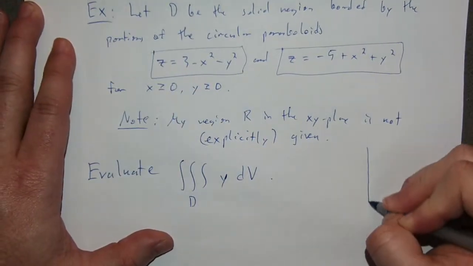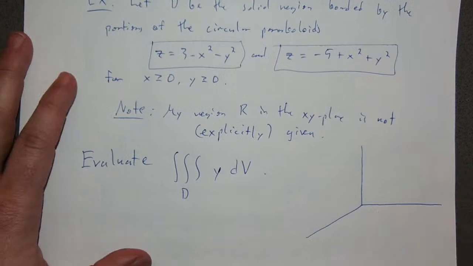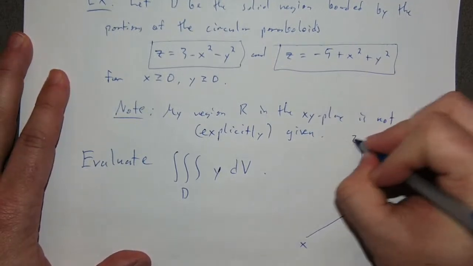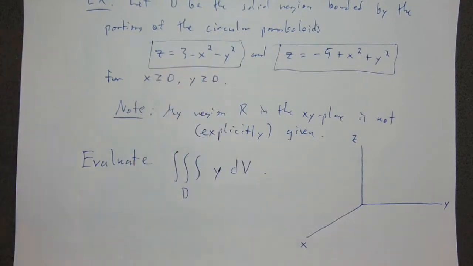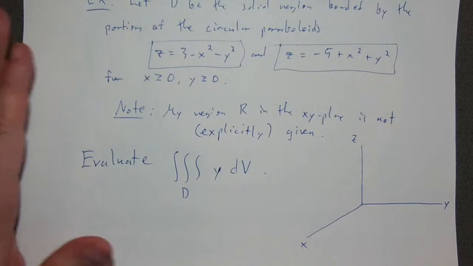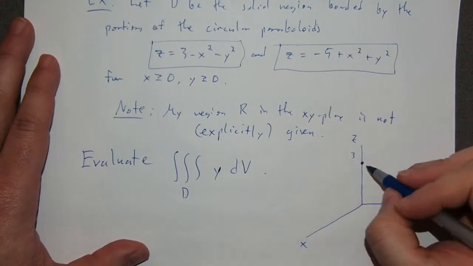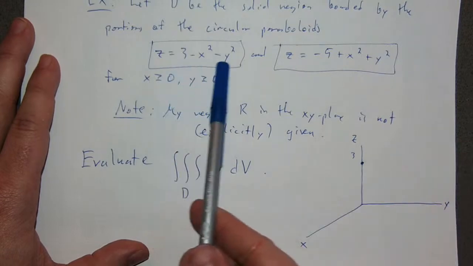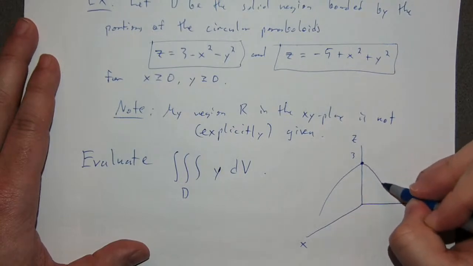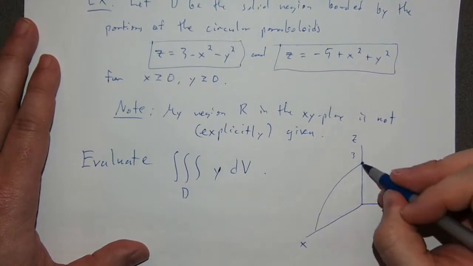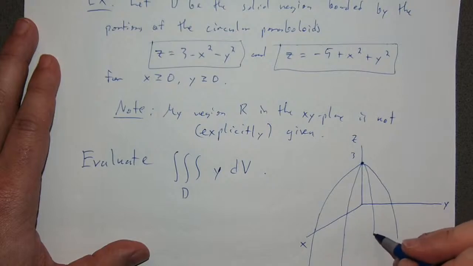Well, if I draw my usual representation of space here, here's my x-axis, here's my y-axis, here's my z-axis. Then what about this circular paraboloid 3 minus x squared minus y squared? You should have seen enough of these examples by now to know that I have height 3, and this is my apex point for this thing. And then it opens downward, this downward opening paraboloid. So that's what it looks like, and of course it opens downward forever.